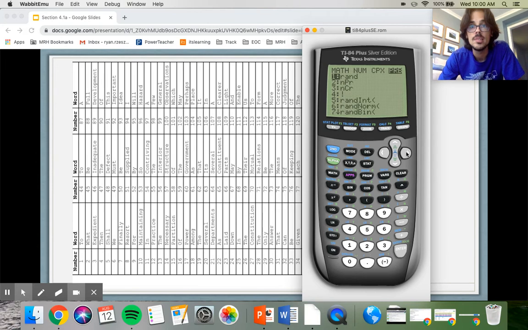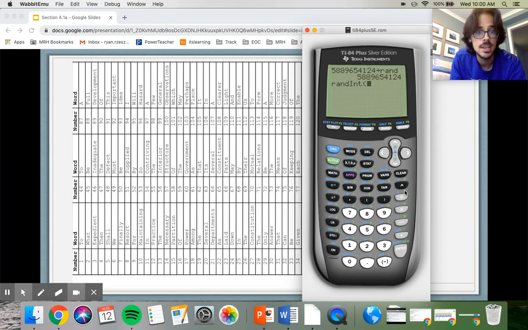What I'm going to do now is hit math, PRB, probability, and I'm going to choose random integer, randInt. When you choose randInt, your calculator, if it's newer than mine, might actually give you a little menu to prompt, which is great. What I'm going to do, because my calculator is a little older and didn't do that, I'm going to put 1, comma, and there are 130 words. So this is going to randomly choose for me a number between 1 and 130. And if I do that, my first number was 66.